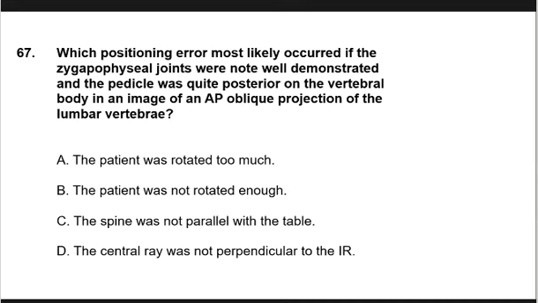So normally, pag nag-oblique tayo ng lumbar vertebrae, primarily, ano ang dine-demonstrate natin doon? The Scotty dog sign. Diba? Specifically, ano ang tinitingnan natin? The articular processes. Articular processes or commonly na sinasabi natin, the Scotty dog sign. So the answer here, kung ang pedicle niya ay makikita posterior to the vertebral body in AP oblique, in other words, the patient is rotated too much. Too much ang rotation ng pasyente kung ang pedicle ay nasa likod ng vertebral body in an AP oblique projection.